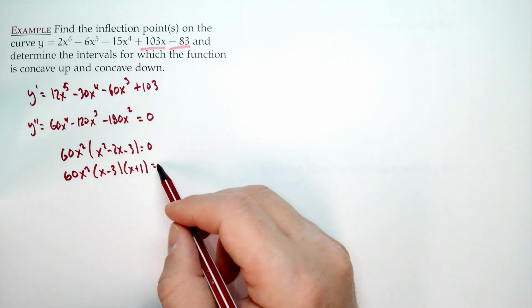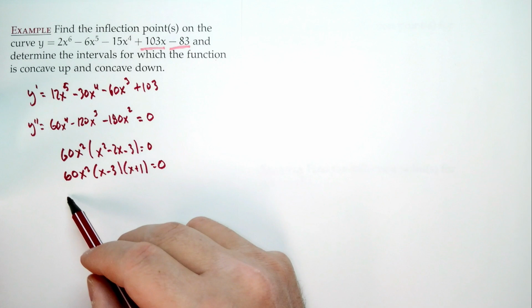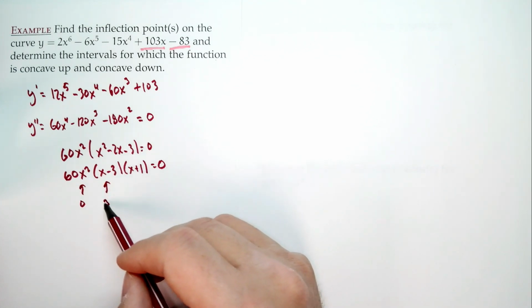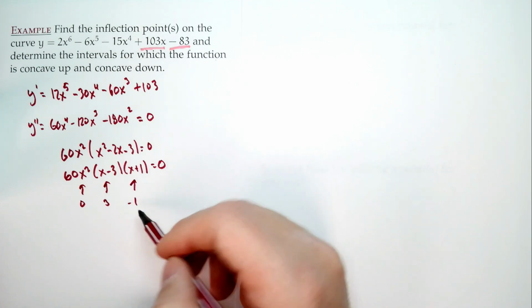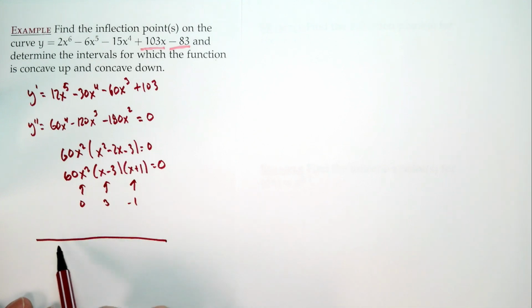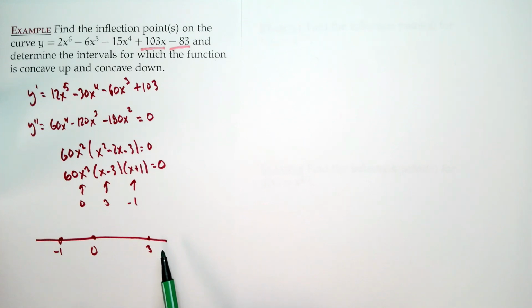All right, good. So what do we see? Well, our potential inflection points are at 0, at 3, and at negative 1. So we just sketch our line, negative 1, 0, and 3. Now we go in and we figure out what's happening. So we pick some numbers. Say we pick a big number like 4.